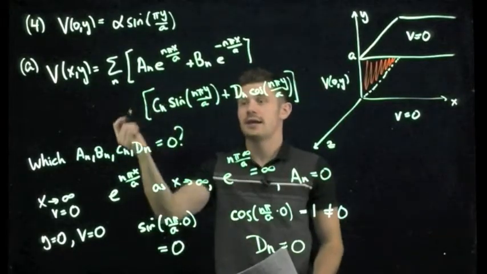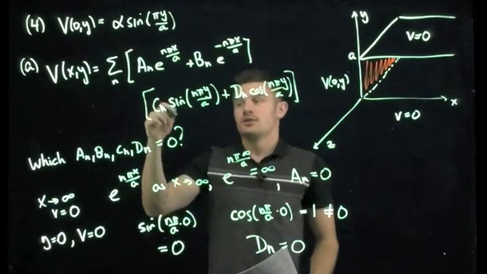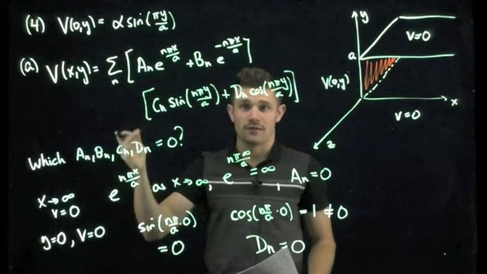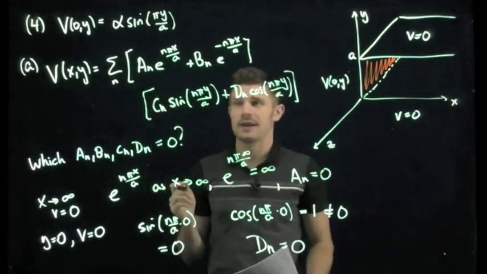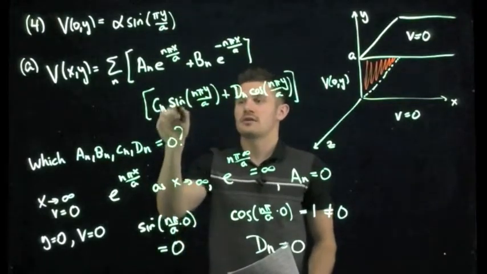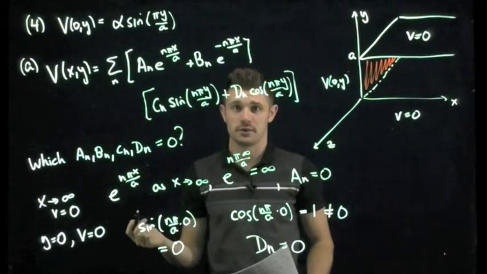The cn can be anything because, sorry, they can't be anything. We're going to find restrictions on them after the fact given our boundary conditions, but the cn do not have to be 0 in this case because, again, our sine term goes to 0 when y is equal to 0.